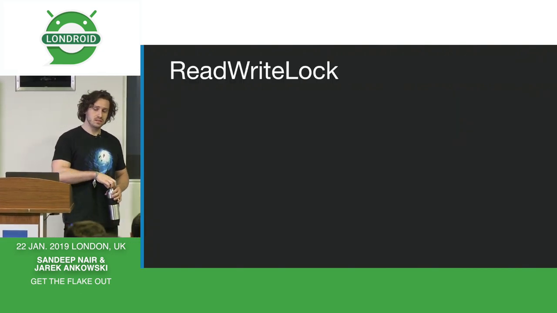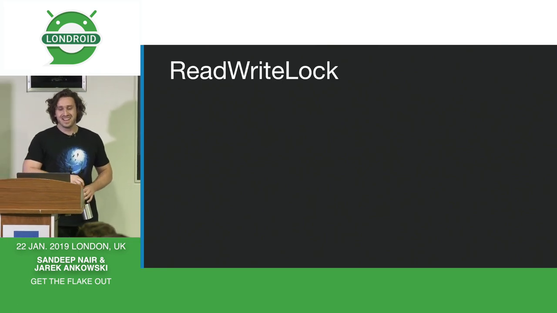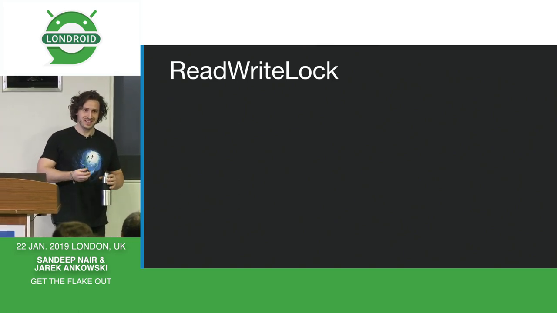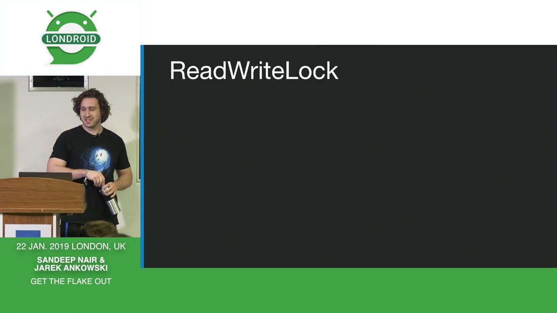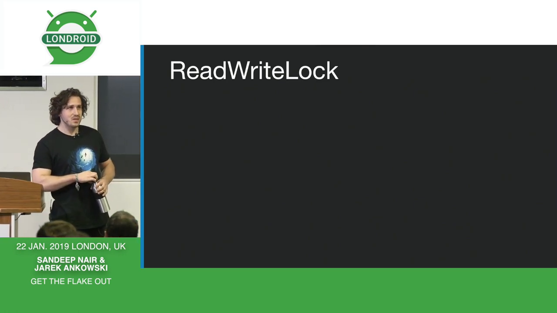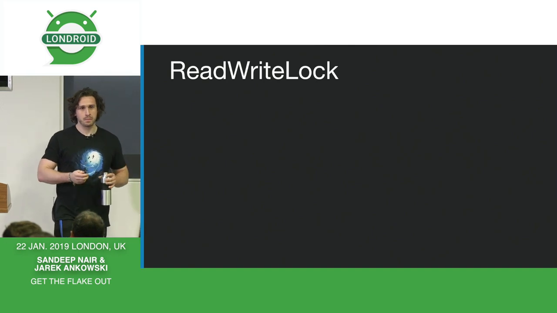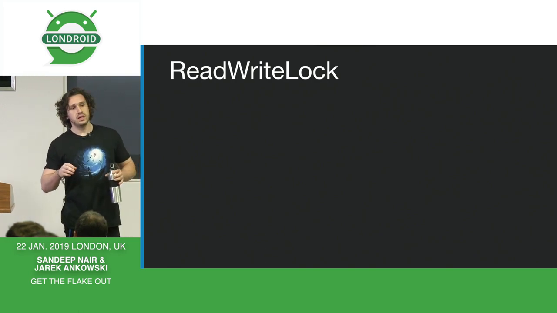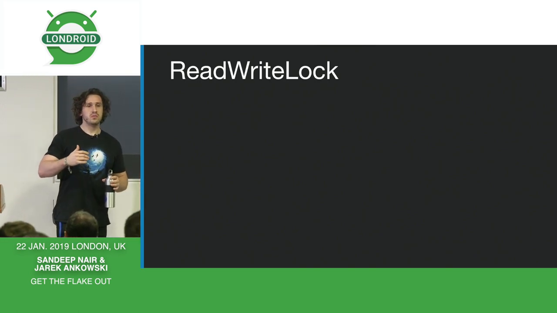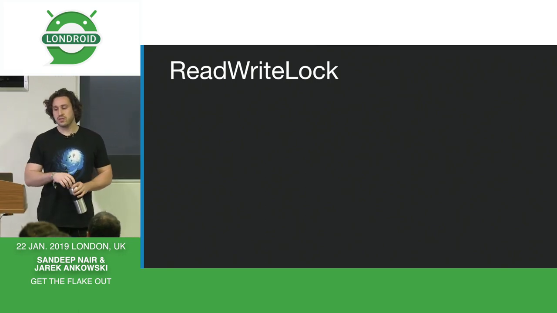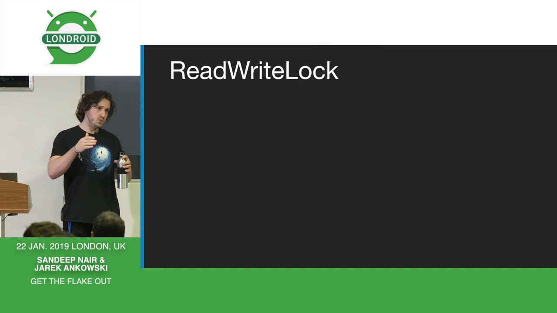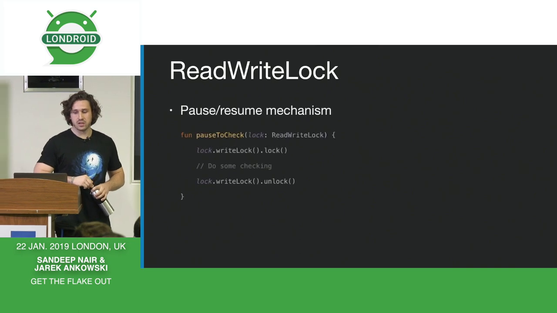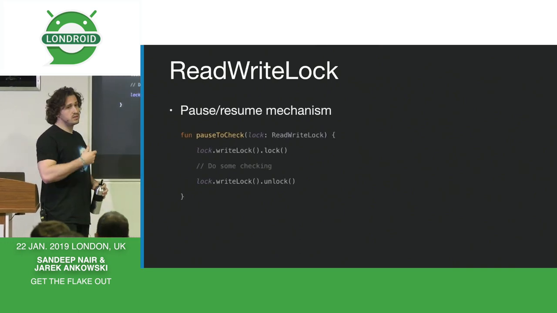Another mechanism you may, or maybe not supposed to use, is called read-write lock. It comes from the Java util concurrent lock. This is something you won't find very often in your code. It's basically a mechanism you can use to pause and resume. If you are using WireMock, for example, there's no way that WireMock will pause. It emits immediately. If you want to mock the delay, or if you want to check something between the call being back, you can use the read-write lock. And it's super simple, like all the other locks. You just lock it, and then you unlock it.